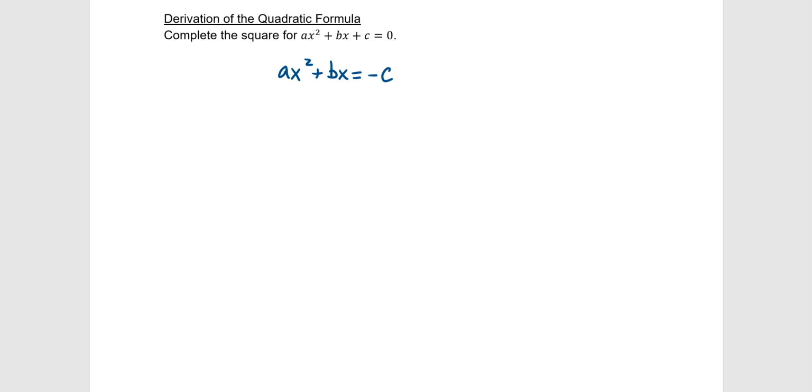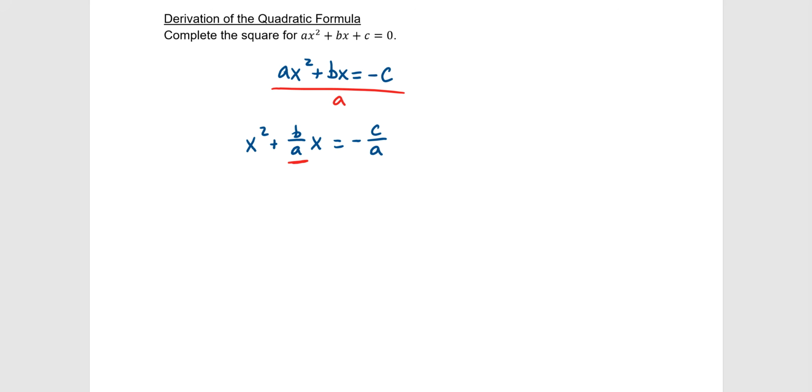And now we need this coefficient to be a 1, so we have to divide everything by a. a divided by a is 1, so x squared plus b over a, x equals negative c over a. Okay, so it looks pretty confusing, but always just keep in mind that all we're trying to do here is solve for x.